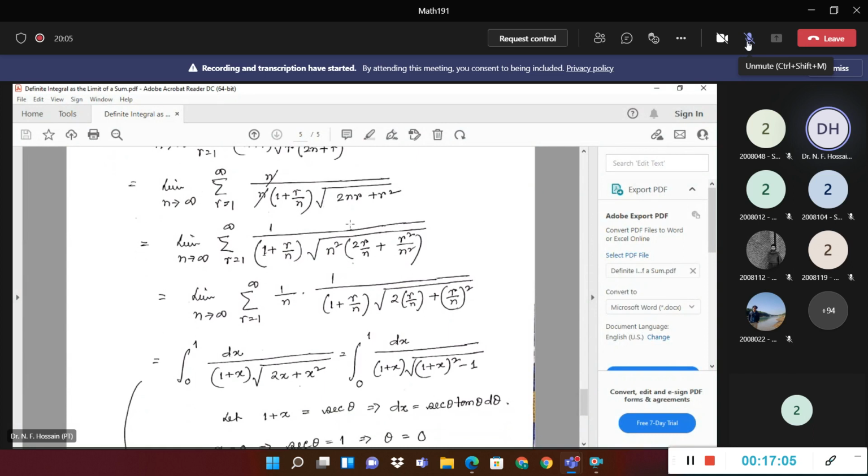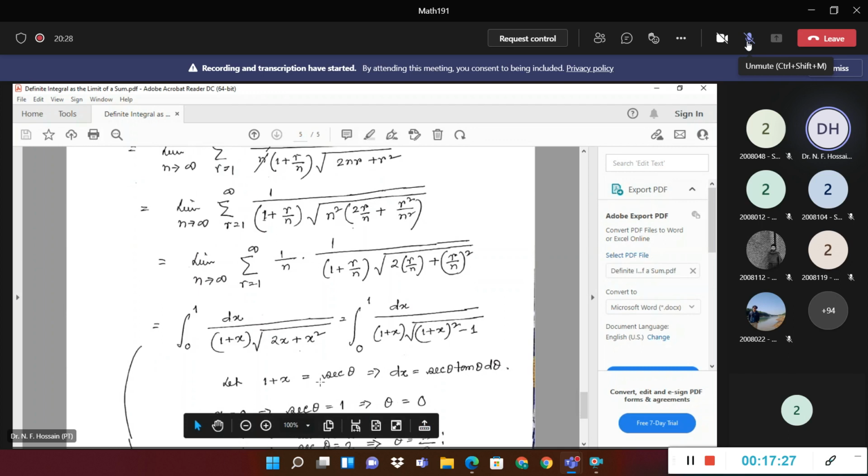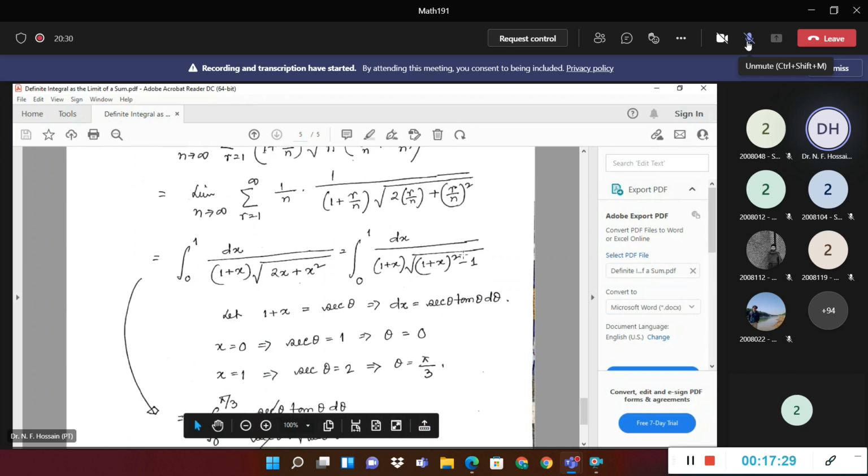Anyway, here we have this 1/n taken outside, 1 plus r by n, and here it is square root of 2 into r by n plus r by n whole square. So it can be replaced by this integral 0 to 1 dx divided by 1 plus x into root over 2x plus x square, right? And this 2x plus x square can be written as 1 plus x whole square minus 1.